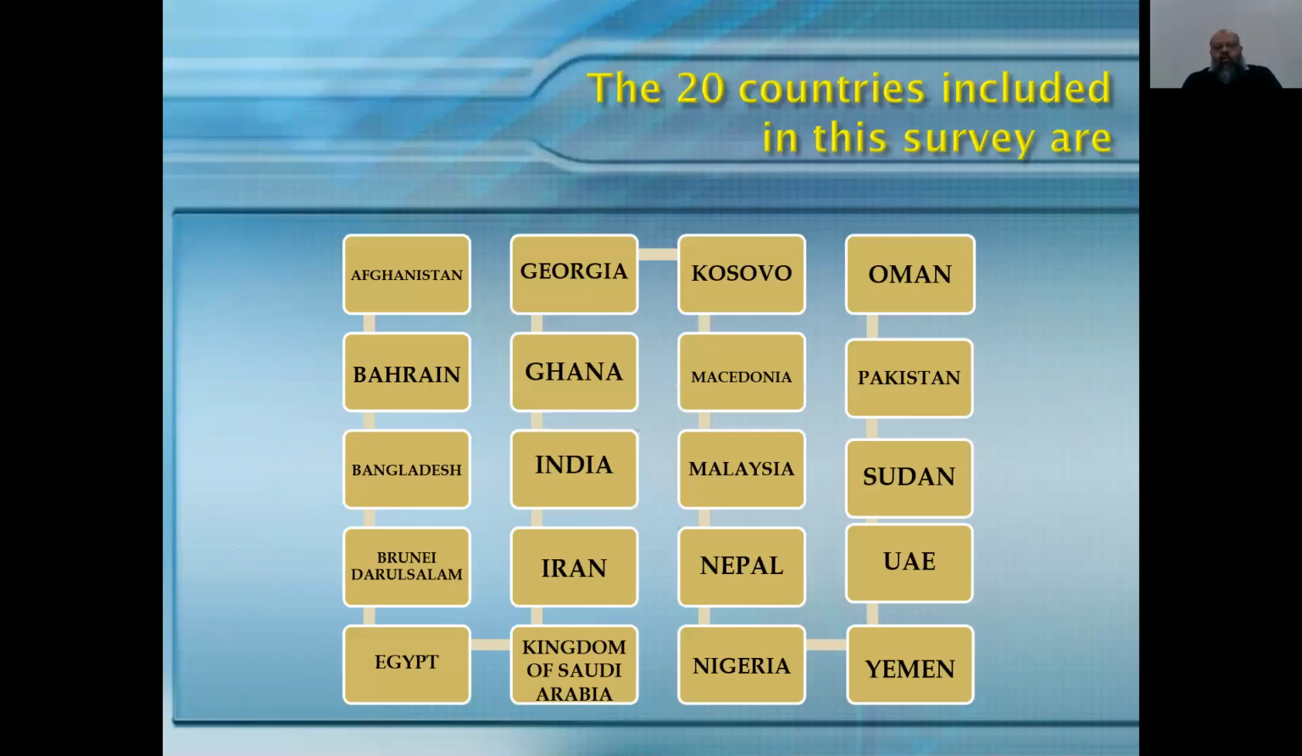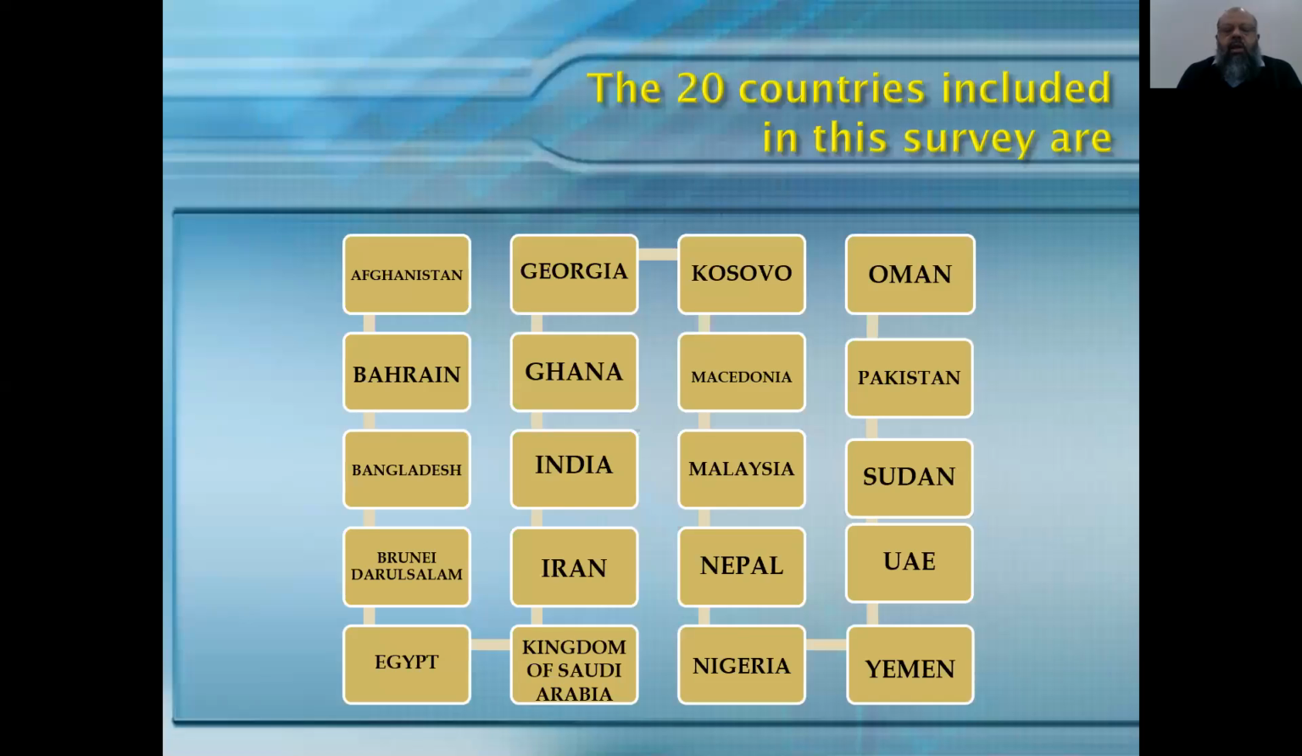In this study, which is published already in a Scopus indexed journal, I have included 20 countries, which include Afghanistan, Bahrain, Bangladesh, Brunei Darussalam, Egypt, Georgia, Ghana, India, Iran, Kingdom of Saudi Arabia, Kosovo, Macedonia, both from the Eastern Europe, Malaysia, Nepal, Nigeria, Oman, Pakistan, Sudan, UAE, and Yemen. I just arranged them alphabetically, and you can see almost all important countries are there.